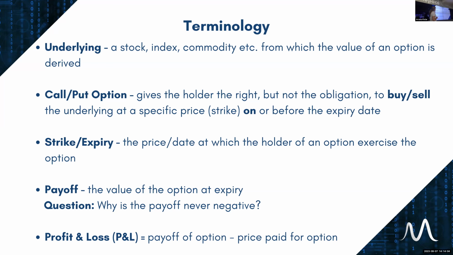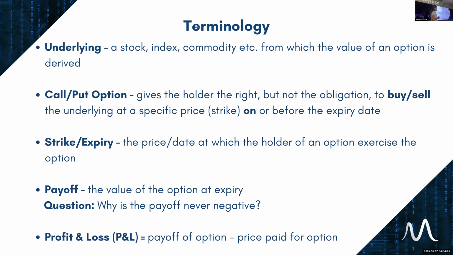And then a call option is when you have the right to buy the underlying, and a put option is when you have the right to sell the underlying. Right. So two main types of options, calls and puts. Call is buying and put is selling.